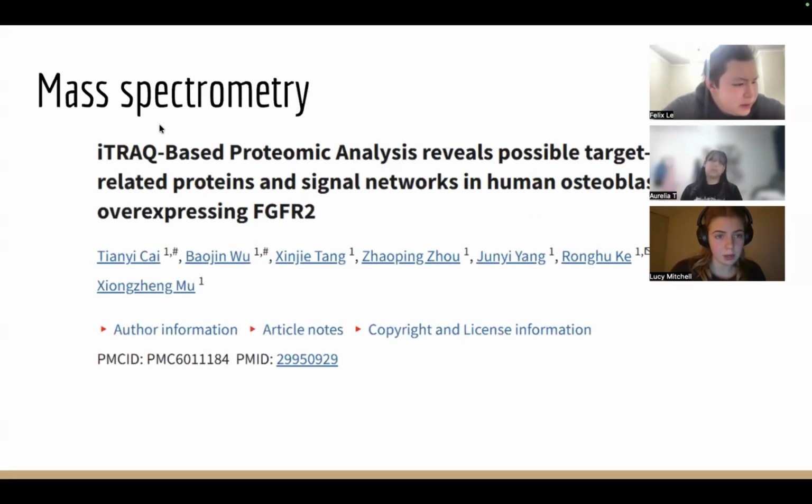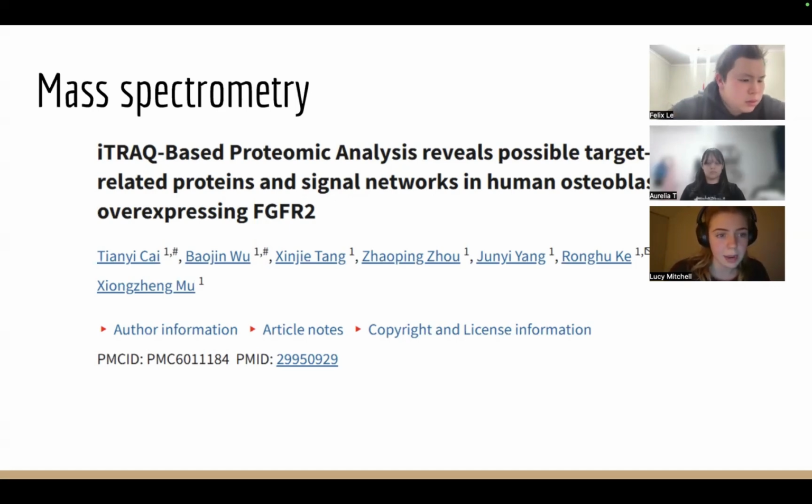To assess downstream pathways and measure their activity, proteomics was a beneficial tool that was used. Mass spectrometry detected altered expression of signaling proteins and changed protein interactions associated with overexpressed FGFR2 signaling. This provided insight into how mutations within the FGFR2 gene, particularly those leading to altered activation, affect downstream effectors. Literature was used to further understanding of how mass spectrometry can be used to analyze, particularly looking at the study iTRAQ-based proteomics analysis reveals possible target-related proteins and signal networks in human osteoblasts overexpressing FGFR2.